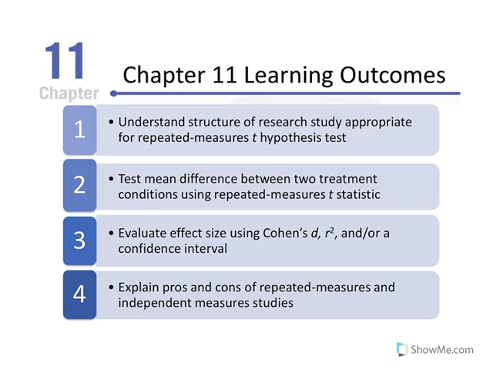First, understand the structure of a research study appropriate for a repeated measures t hypothesis test. Test the mean difference between two treatment conditions using the repeated measures t-statistic. Evaluate effect size using Cohen's d, r-squared, and/or confidence interval. And finally, explain the pros and cons of repeated measures and independent measures studies.